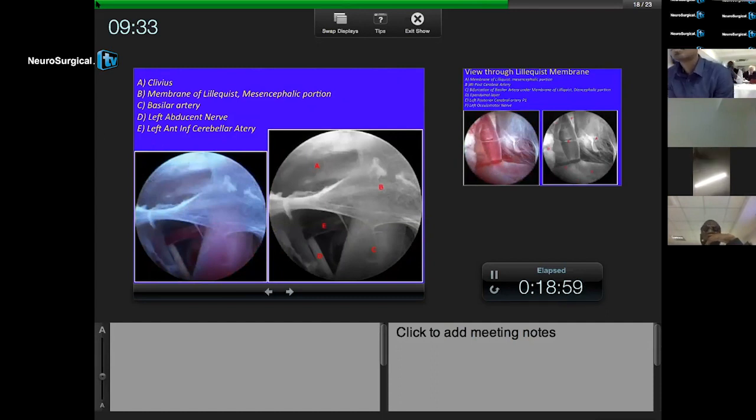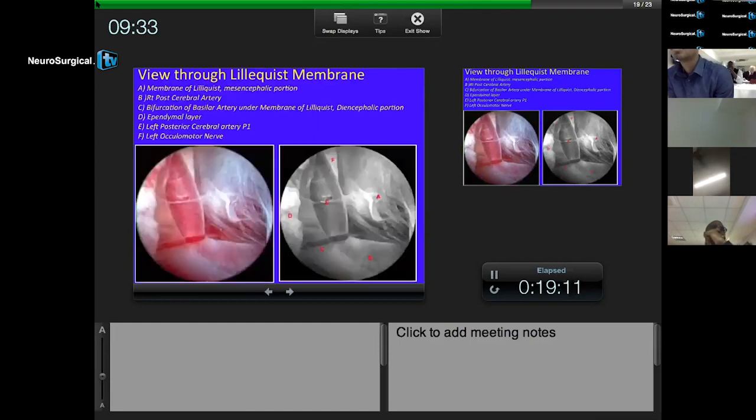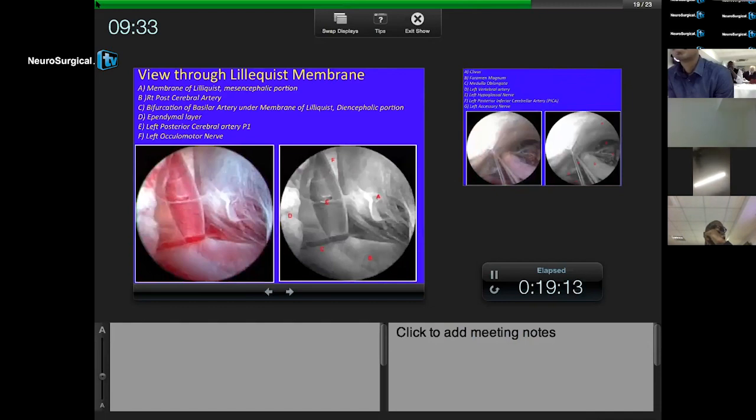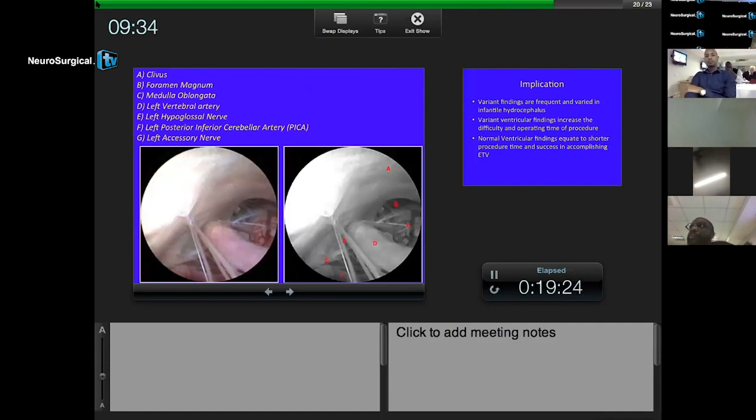And then if you are going deeper, you will be able to see your sixth nerve and the anterior inferior cerebellar artery in that area. So that's where you have reached once you've done your ETV. Very similar view. Now you're going further down. As you keep going down, you are able to see structures that are even deeper.